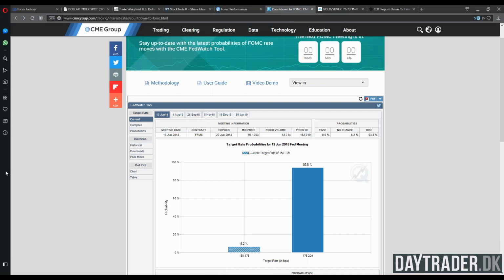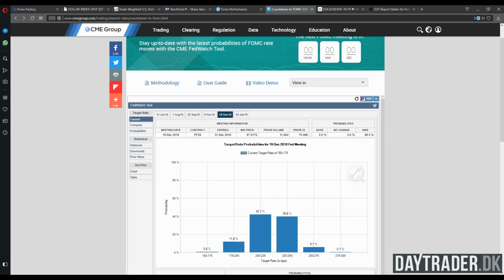And I want to show you here, 94% believed the Fed fund rate would rise today. So only 6% believed it would stay where it is. Therefore, this doesn't matter so much. What really matters is how many Fed fund raises we will have until the end of the year. And this we can see here.